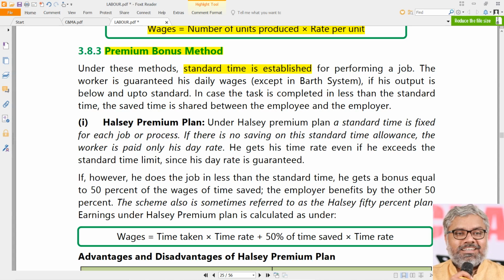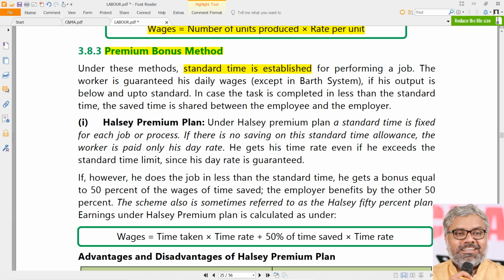Then a question comes, how do we know it is 10 hours? That has to be done by observation in real life. For that purpose only, they will do a time and motion study. And that is all done by engineers. We don't need to worry about it. How much time the job should normally take, or one unit of product, is already fixed. That is what we call the standard time, which is established for performing a particular job.